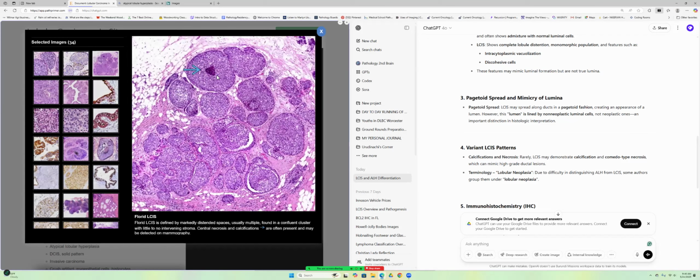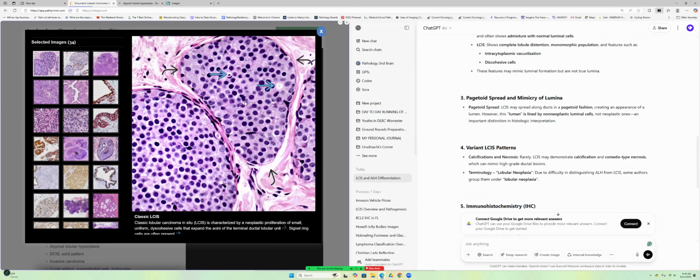Is this ALH? No, no, no, no. It's LCIS. There's what looks like calcification inside. Yeah, they have necrosis and calcification. That's the florid type. Can you see? Is this ALH or LCIS? LCIS. You see how distended.